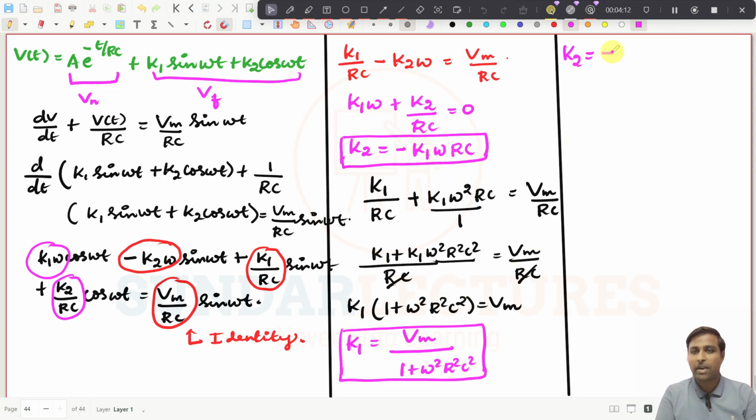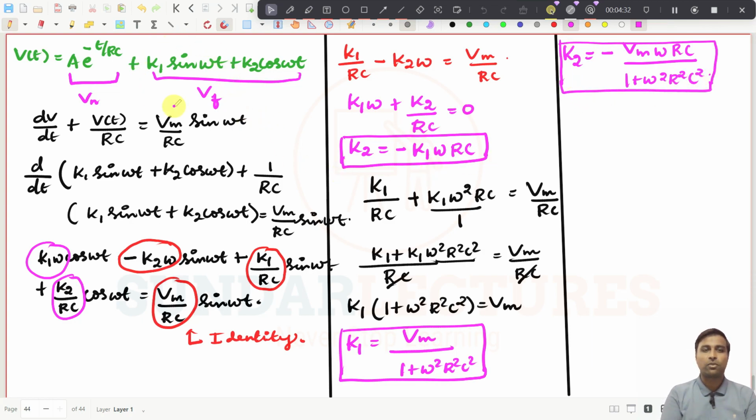So minus k1 will be this value, Vm omega RC, omega RC is already there, divided by 1 plus omega square into R square into C square. That's all. This is the value of K2. Now we know what K1 and K2 are. Substitute in this expression, and you will get the value of V of t, right?